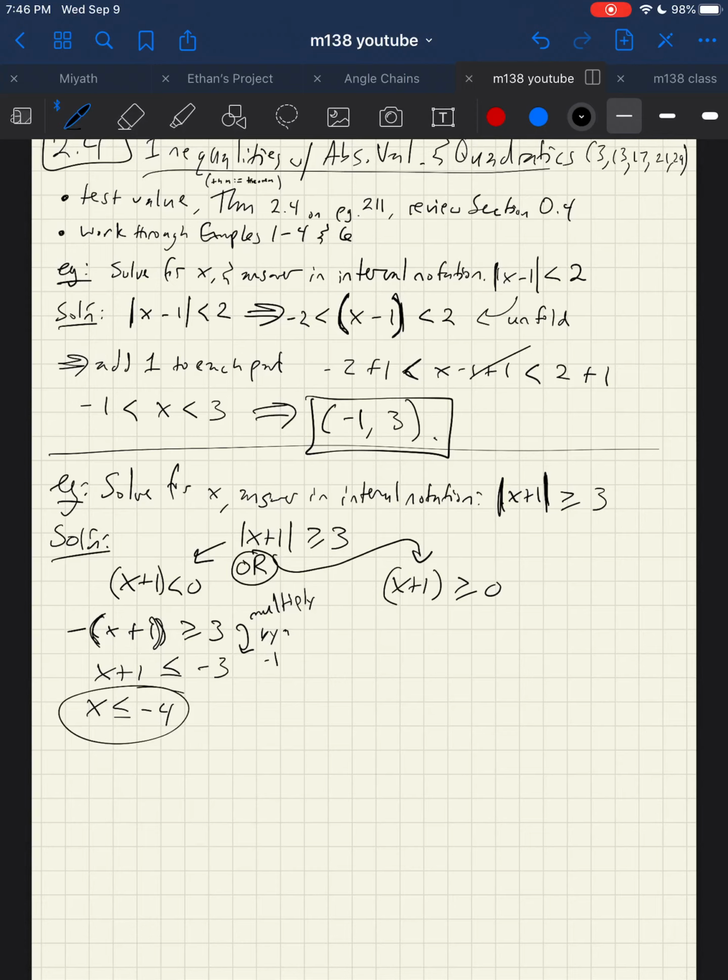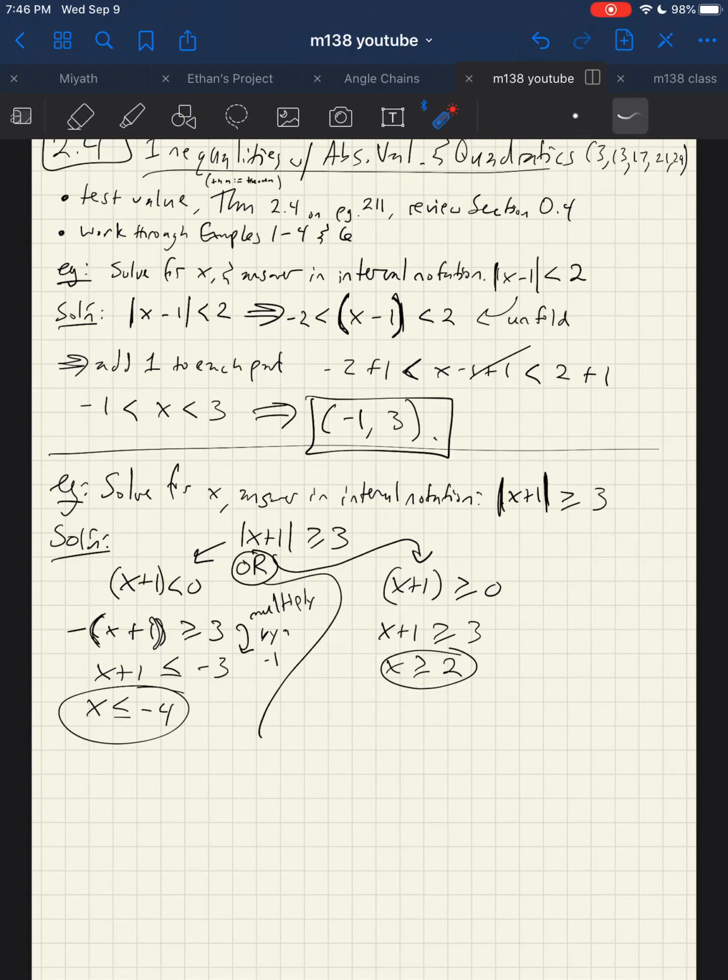So it's either this, remember there's a big or here, or we have that x plus 1 is greater than or equal to 0. And in that case, the absolute value of x plus 1 is just x plus 1. So x plus 1 is greater than or equal to 3. Subtract 1 from both sides. I have x greater than or equal to 2. And that's the other half.